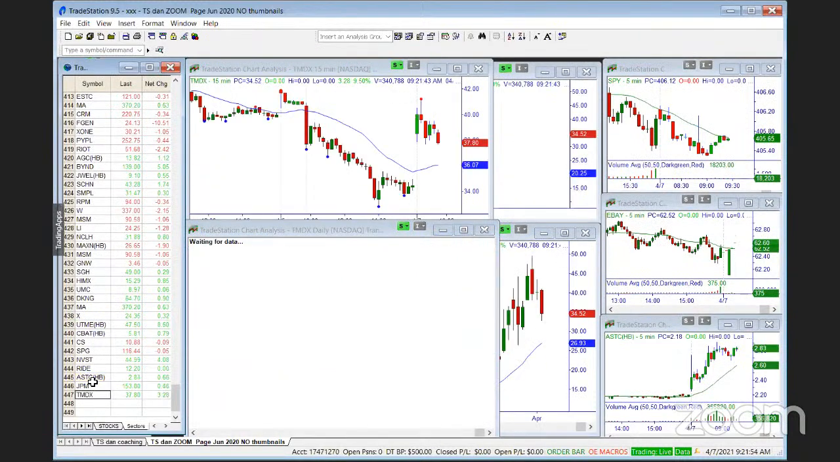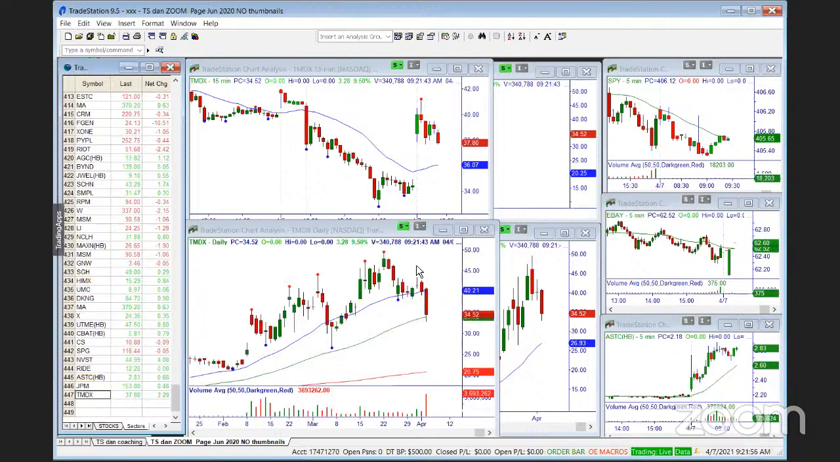Let me continue here. Some gaps. Ugly day yesterday on volume, but it's a deep retracement. There's nothing to do on the daily, but it could be a day trade.